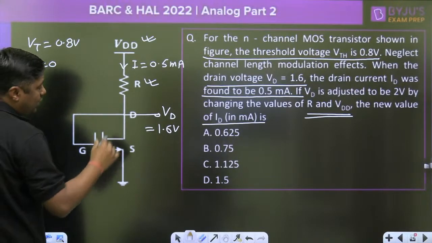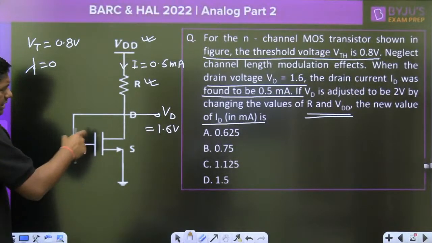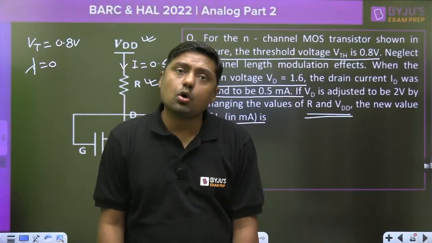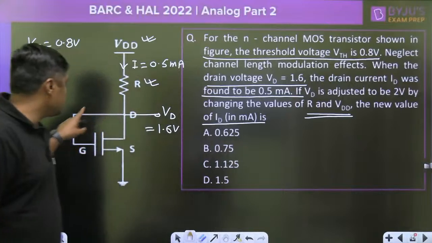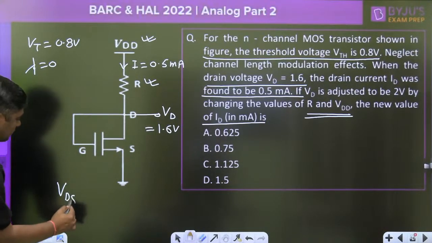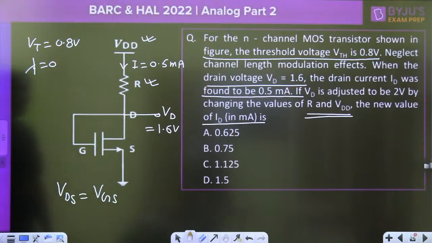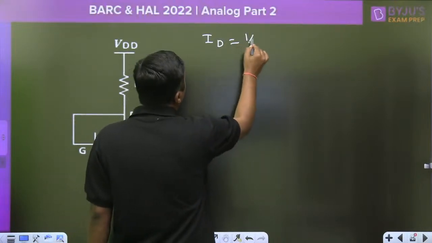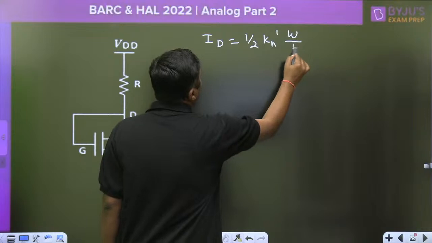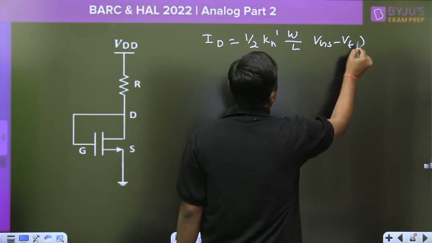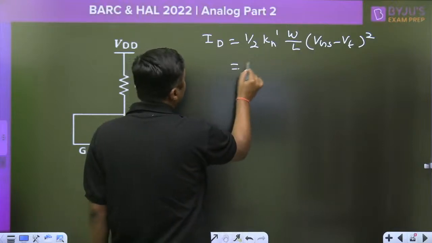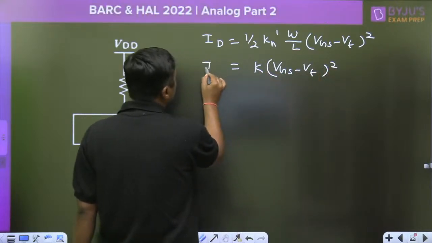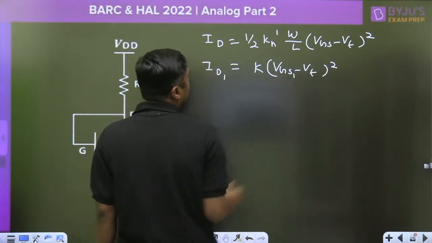Now what did you do? You changed the value of VD to 2 volt. Here, when the drain is connected to the gate, it is always in saturation, because VDS is nothing but equal to VGS. In saturation we have the formula: half of K n' W by L times VGS minus VT, the whole square. All these are constant. This is case 1, ID1, VGS1.